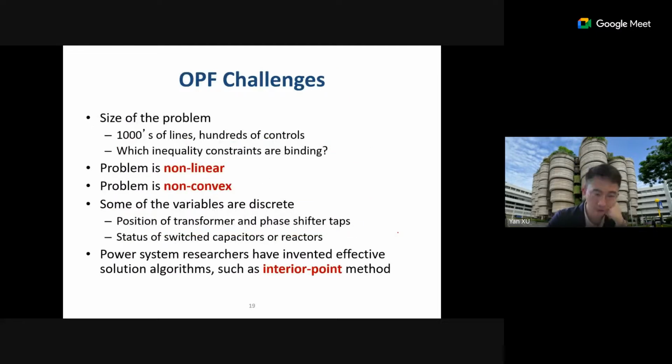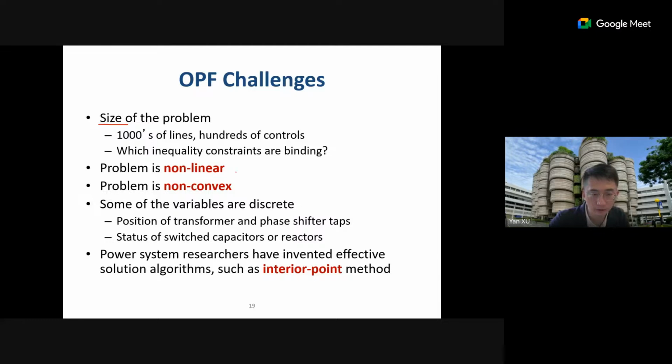But the most important thing is, for a practical large-scale network, we may have a high number of lines and hundreds of control variables, right? Sometimes we may have hundreds of generators, transformer tap changes and some others. So mathematically speaking, the problem size is very large, okay? A very large problem size.